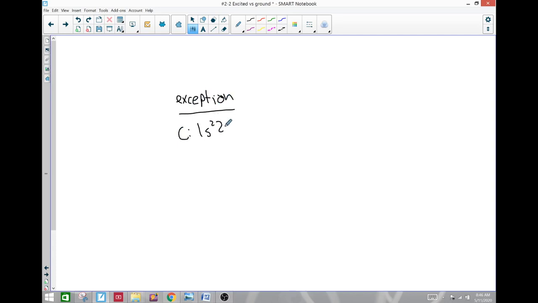1s2, 2s2, 2p2. So again, not that this is a huge deal, but you'll find there's a little bit of differences here. That's fine. But let's draw out the orbital diagram for this thing.